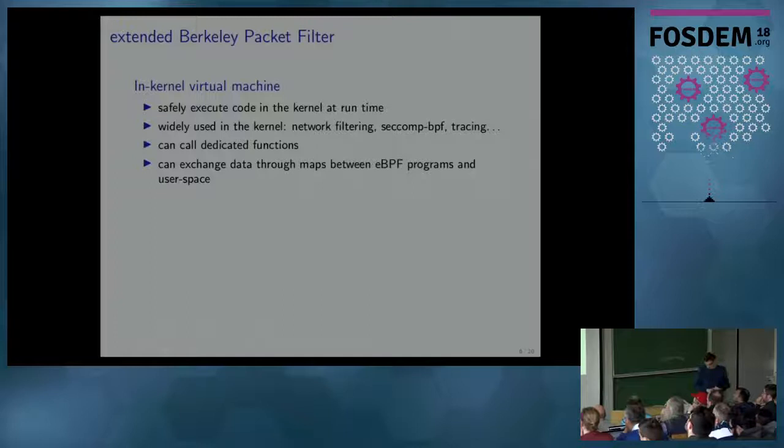It is already widely used in the kernel. For example, for network filtering, seccomp BPF uses it internally, and also tracing, debugging, and a lot of other stuff. There are two main features provided by eBPF which are really important and useful for Landlock. The first one is the ability to call not arbitrary, but dedicated functions, which are designed to be run from a specific type of BPF program. There are multiple types of BPF programs, so there may be one for filtering networks, one for debugging, and so on. And there's also one for Landlock.